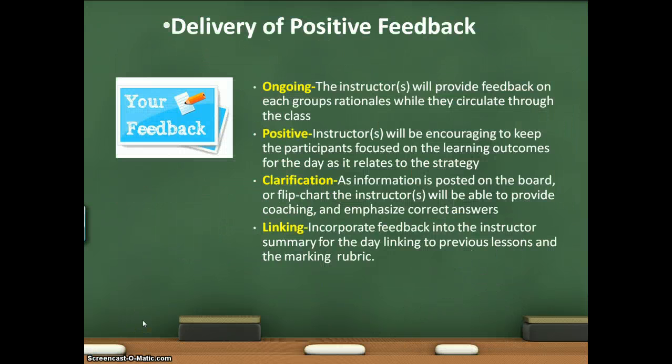Delivery of positive feedback. There's 4 different ways this can be done. There's ongoing, positive, clarification, and linking. For ongoing, the instructor will provide feedback on each group's rationales as they circulate throughout the class. Positive. At all times, the instructor will be encouraging to keep their participants focused on the learning outcomes for the day as it relates to the strategy.